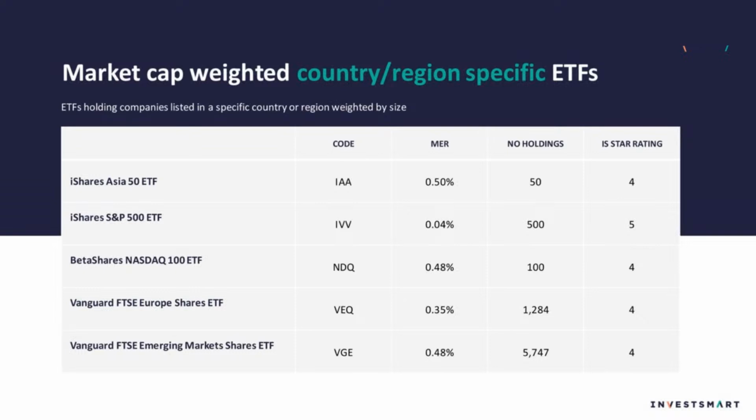So think like Tencent, Baidu, Samsung is probably the most well-known one there. We've then got the iShares S&P 500 ETF. I reckon if it's not the cheapest ETF by MER on the market, you'll eat your hat. We don't wear hats. Well, I won't eat a hat, but it'll be damn close. Then the Beta Shares NASDAQ 100 ETF, Vanguard European Shares, then Vanguard Emerging Market.